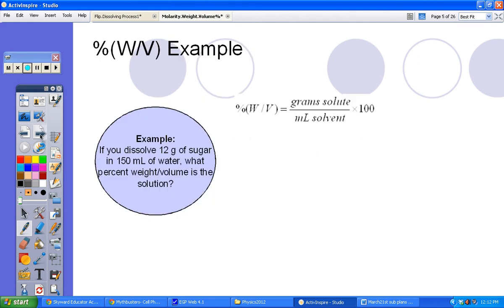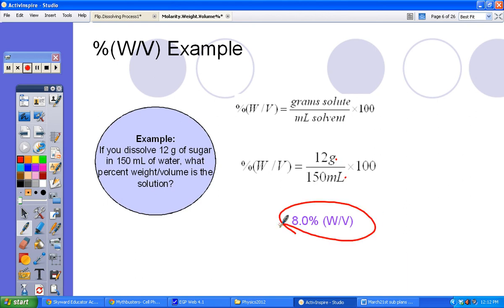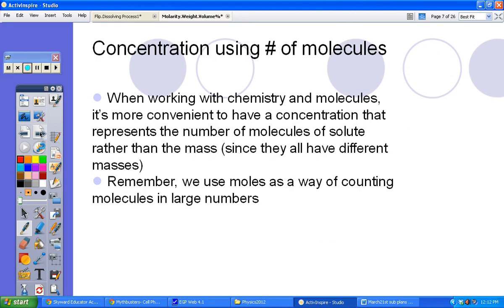That's all it is. So an example here, if you dissolve 12 grams of sugar in 150 mils of water, it's pretty easy to come up with a solution for this. 12 grams, 150 mils, it's 8% sugar water. We did this with the sodas earlier in the year, if you can remember doing that.